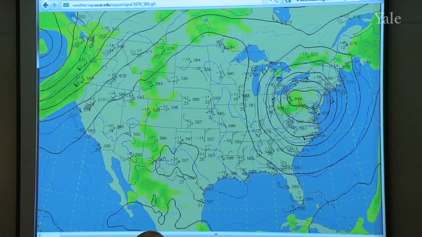So these maps are easy to find, and I encourage you to check in with them from time to time to see what's going on.